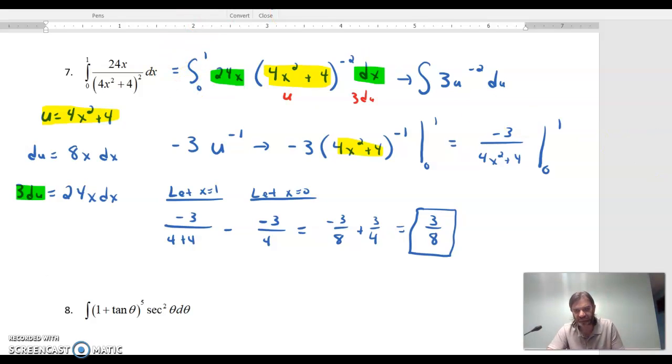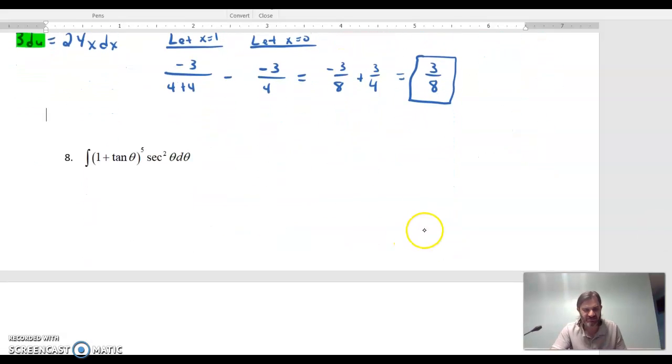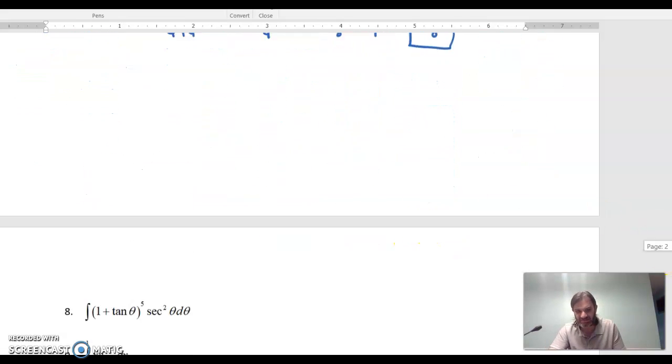Okay, let's see where we are next. Let's head to a new page. Number 8.